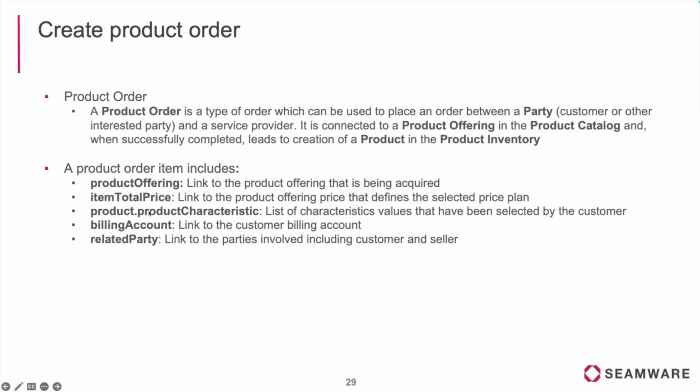Then we are going to use the product characteristic attribute to select which values of the characteristics of the product we are selecting. In this case, if you have the color characteristic, we have 3 possible values. Here you are going to have 1 single value, which is the color that you have selected or the disk that you have selected. Then you have to link your billing account, and then you are putting the related parties, which typically are going to involve 2 different parties. One which will be the customer, that's you, and one which is going to be the seller, which is the owner of the product offering. And this is all the information that you need to put.